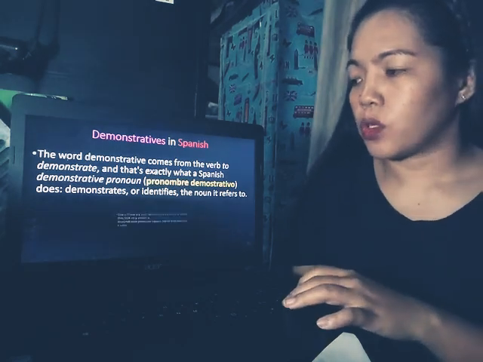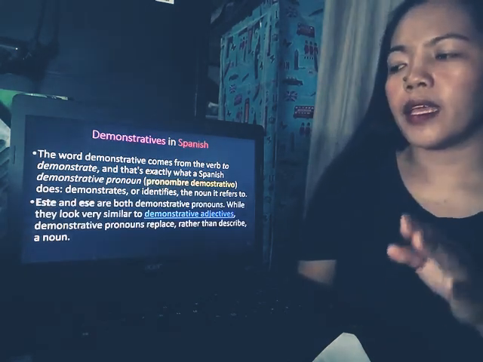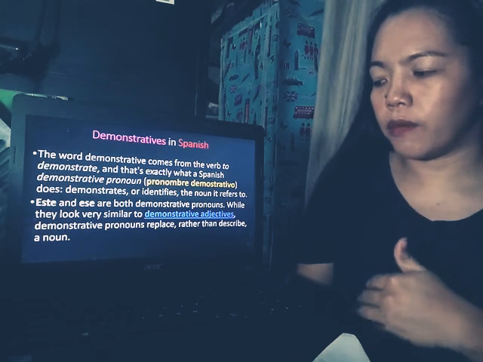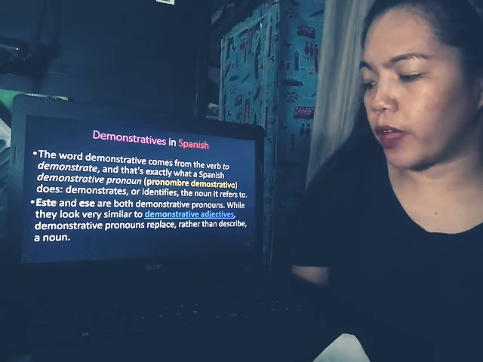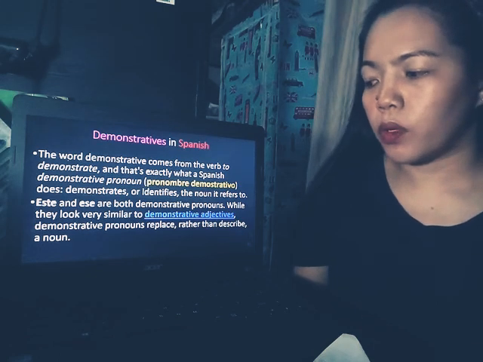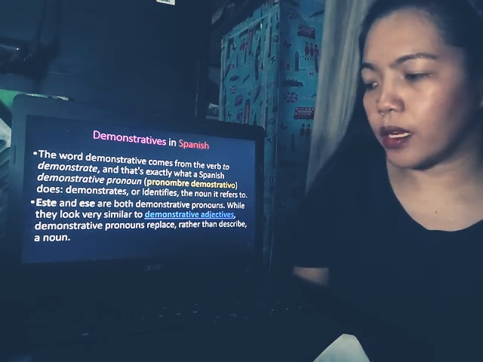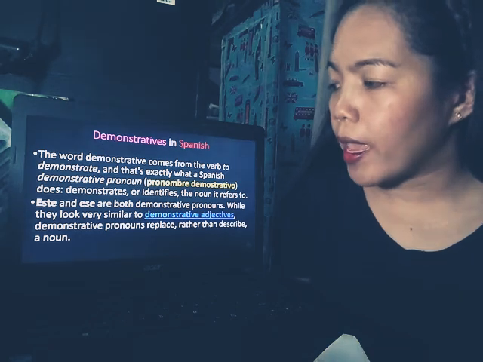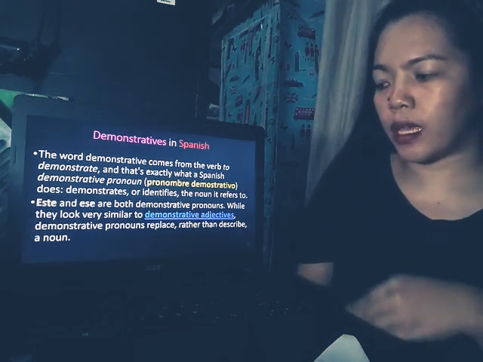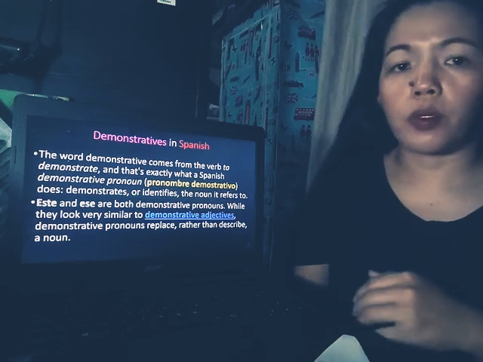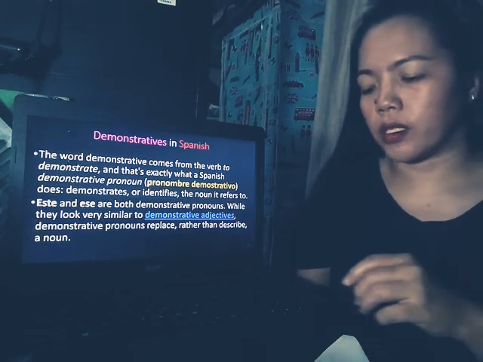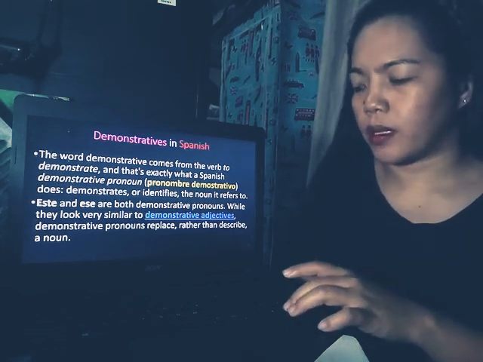So este and ese are both demonstrative pronouns. While they look very similar to demonstrative adjectives, demonstrative pronouns replace rather than describe a noun. In this case they are both similar, and the only difference between the two is that pronouns have stress, an accent, but as of this moment it is being eliminated.